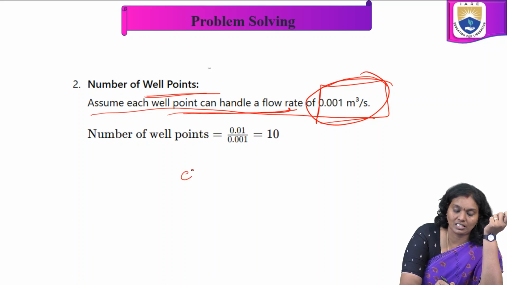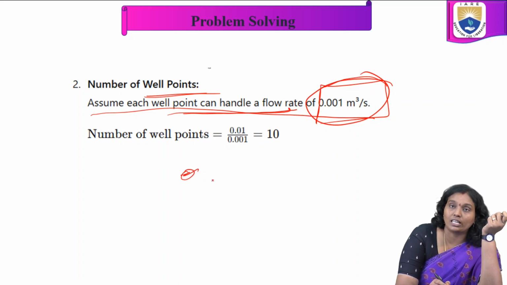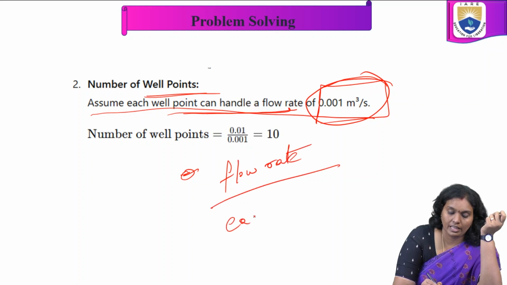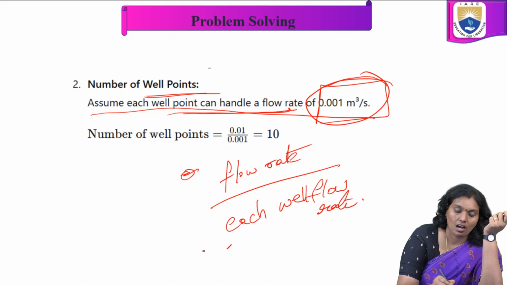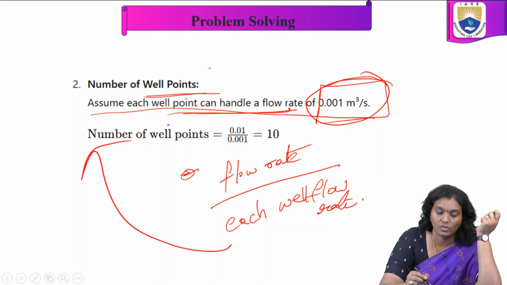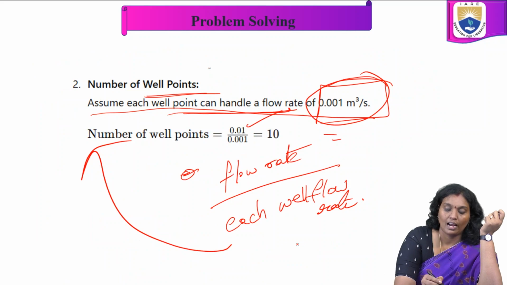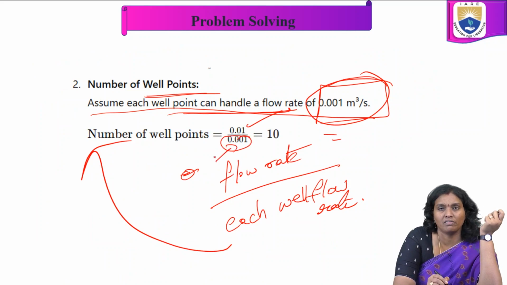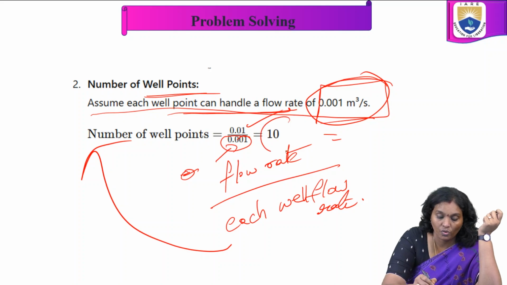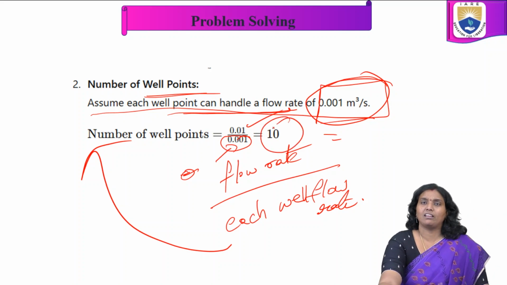Now the number of well points is nothing but the total flow rate of that particular condition divided by each well point flow rate. That gives how many wells are required. According to this, 0.01 is the overall discharge, that is the flow rate, divided by what we assume each well point is going to handle as flow rate. So we require 10 well points.